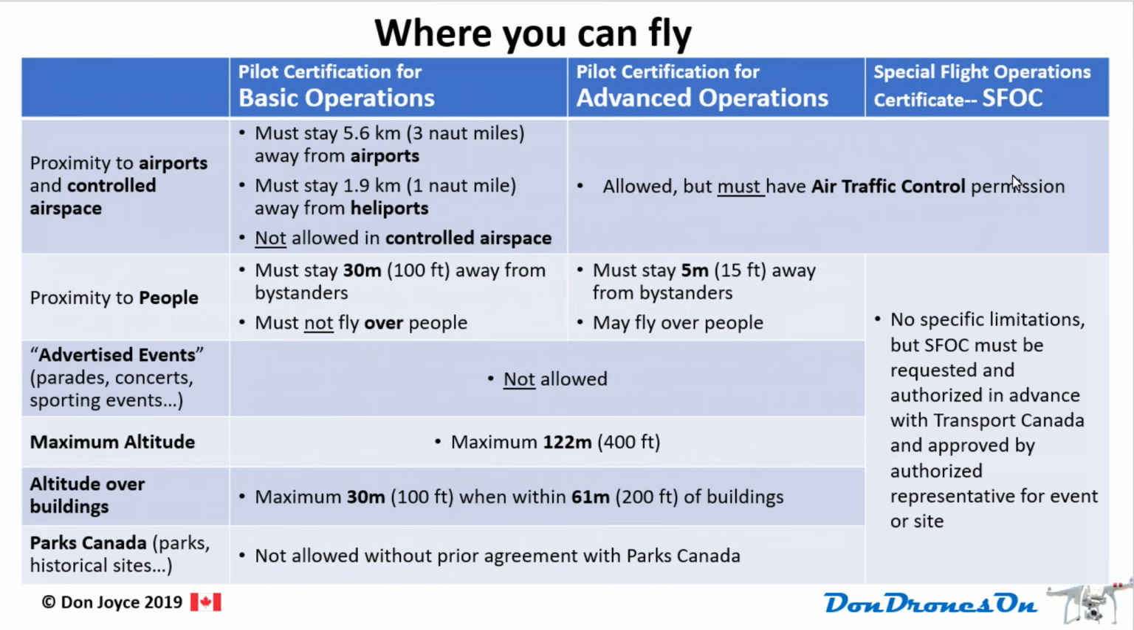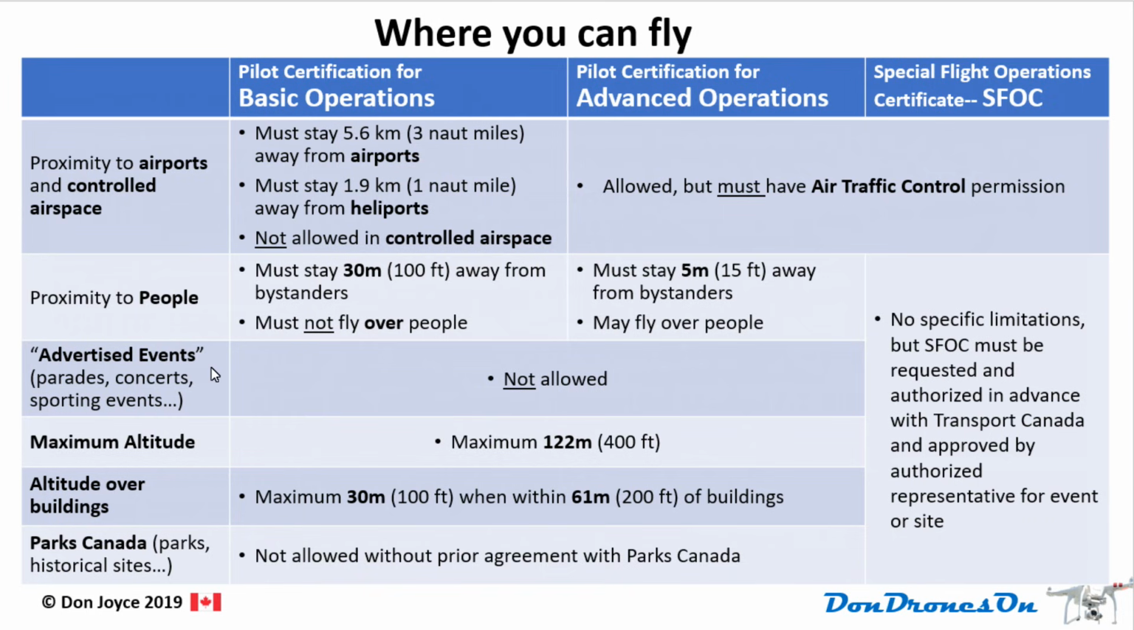Same with the SFOC. Proximity to people. Now, under basic operations, you have to be at least 30 meters or 100 feet away from anyone who's not in your flight crew. So the pilot, visual observer, that kind of thing. And you cannot fly over people under any circumstances. If you have your advanced operations certificate, you can fly closer and you can fly over people.